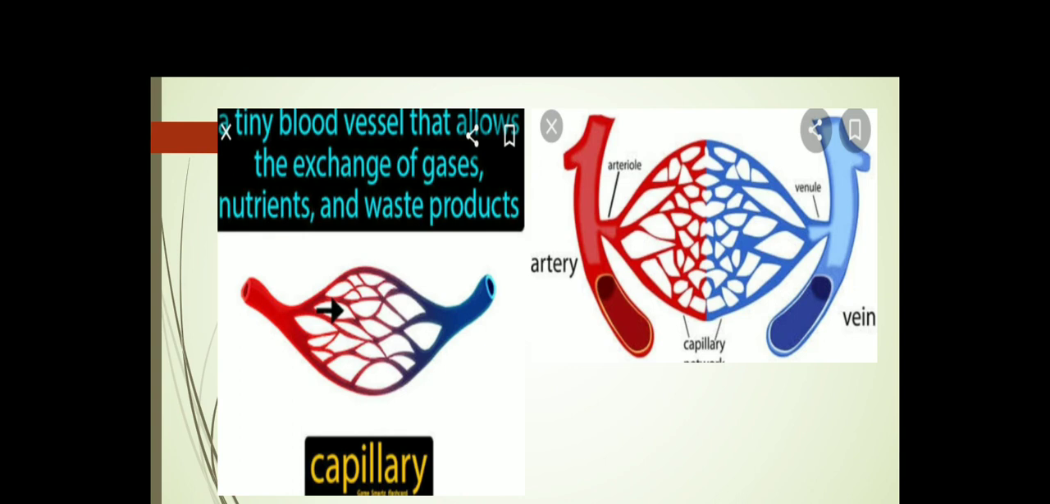Next is the capillary. See, capillaries are the smallest blood vessels. They will allow the exchange of gases, different nutrients and waste products. Like I said before, arteries will branch, they will make the capillaries, and capillaries will join together and they will make the veins. It will form like a network, and they have very thin walls. Through the thin walls there will be the exchange of gases, nutrients and different waste materials.